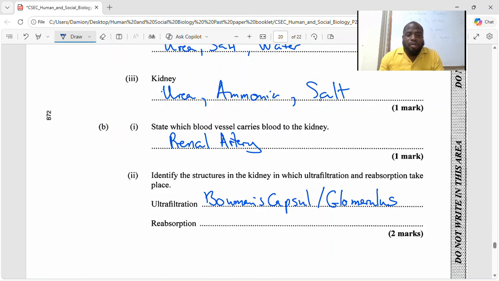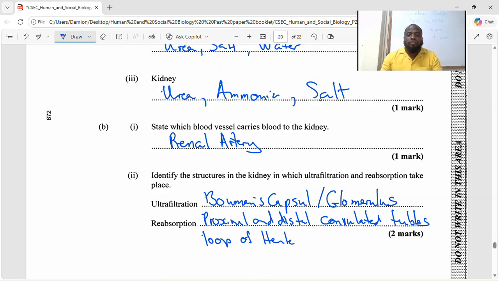In terms of reabsorption, we have the proximal and distal convoluted tubules. We have the loop of Henle. So we know that these are where reabsorption, selective reabsorption occurs.